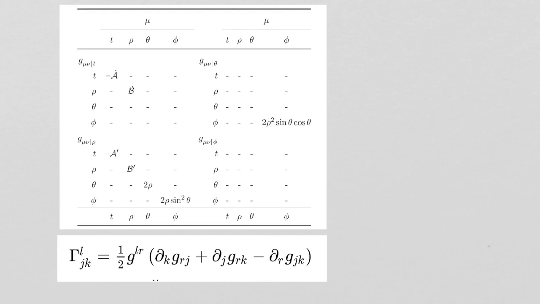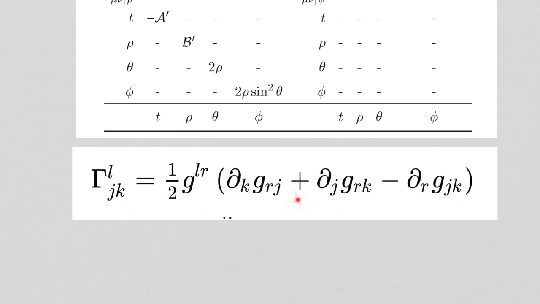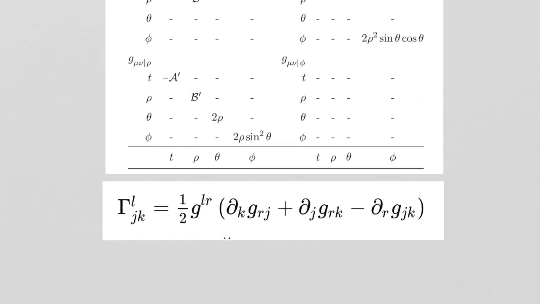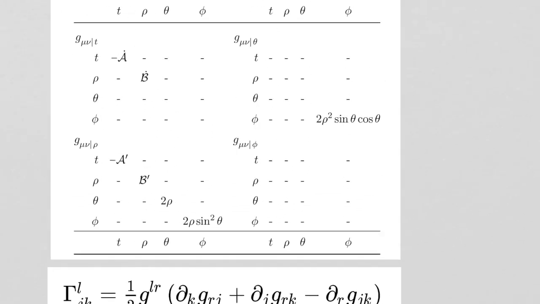And in a coordinate basis, the Levi-Civita connection's components in a given coordinate basis are the Christoffel symbols. So this is an expression that you should know at this point. But in order to calculate this, you need to know the derivatives of the metric components, g_rj with respect to k. So for every r, every j, and every k possible, we need to be able to calculate these derivatives.